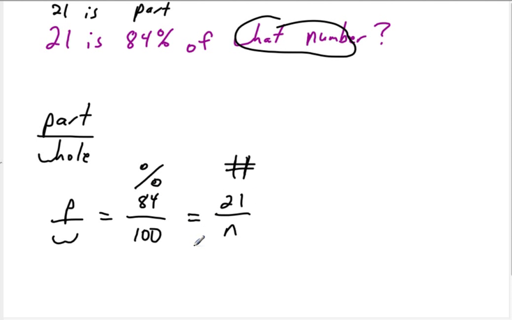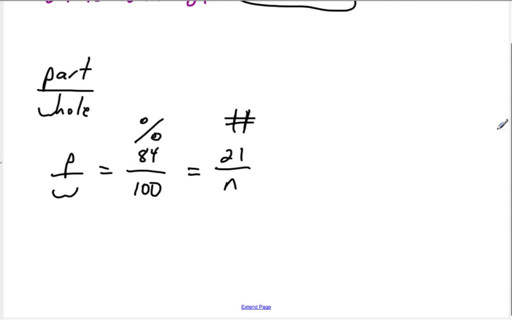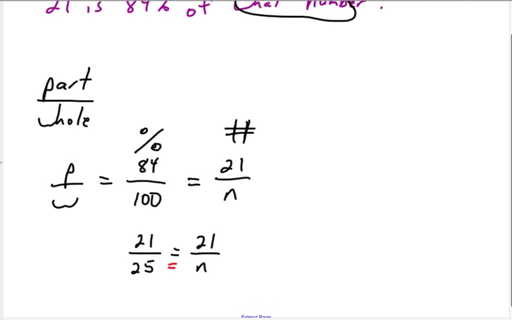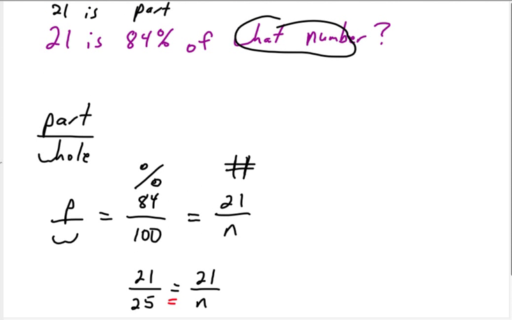Once again, before I do my cross products or whatever I'm going to do, I'm going to reduce this as much as possible. So 84 over 100 would be 42 over 50, 21 over 25. That's about as low as I can go there. 21 over 25 equals 21 over n. Wow, look at that. It actually reduced to tell me what the answer is going to be. This 25 is going to have to equal n because 21 is equal to 21. Going back to the problem, 21 is 84% of what number?